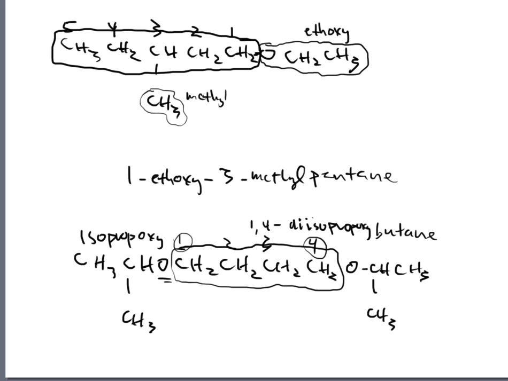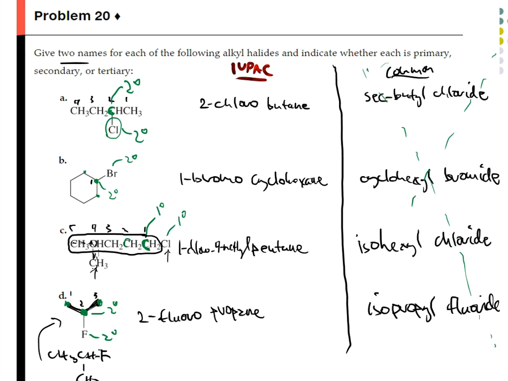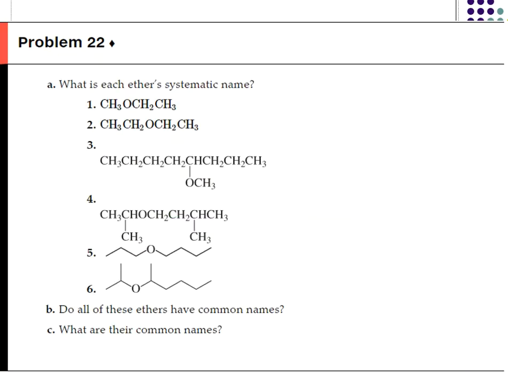All right. So let's do some more examples while we're on a roll. We might as well, right? So here's a question, and it says, what is each ether's systematic name? All right, so I want you to keep in mind that systematic name basically means the IUPAC name. That is what we're after here.